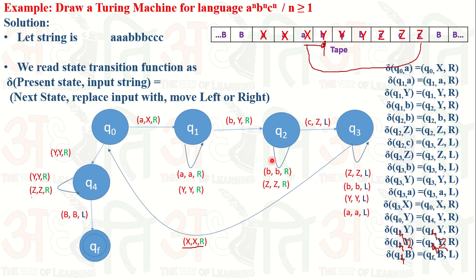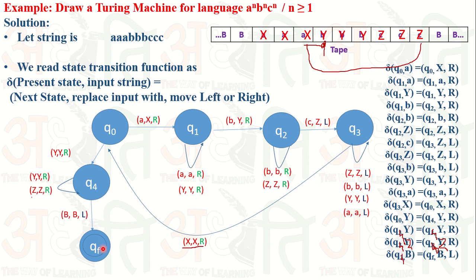You can try it by applying other inputs. Suppose you take three A's, two B's, and three C's, then you are not reaching the final state. You are reaching somewhere in between. You can try it by applying this function and moving according to this diagram. When we do these things, you are stuck in a particular state, not reaching the final state.